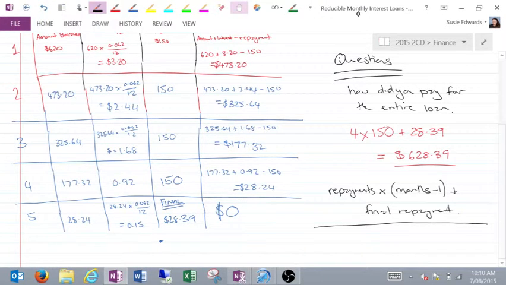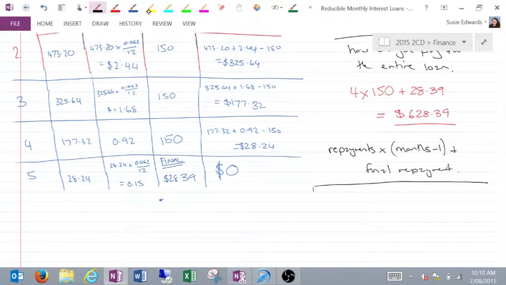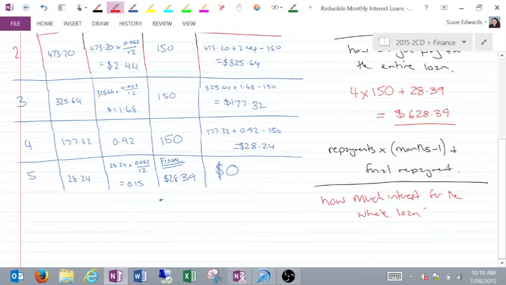All right, so once we know that, how can I find out how much interest you paid for the whole loan? How could we find out how much interest we paid for the whole loan? We could add up all the interest, but if there's 62 months, that's going to be rather annoying, isn't it? So what's a quick way of finding out how much interest you paid for the whole amount? Get the total amount you paid. Yep, and take away the principal.